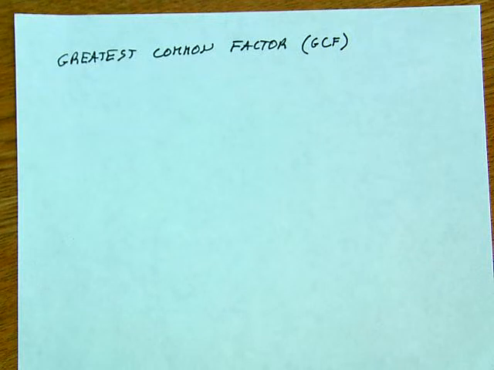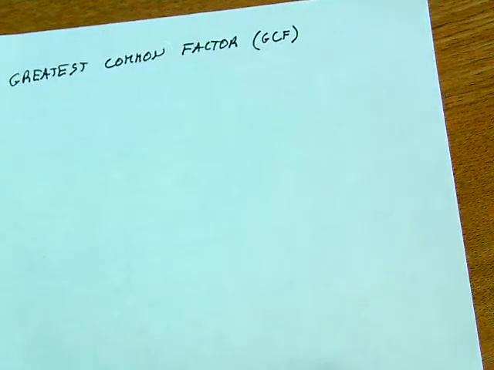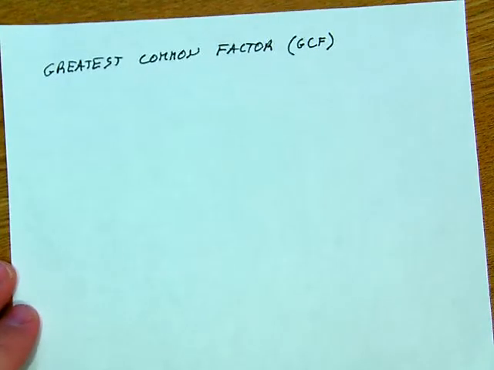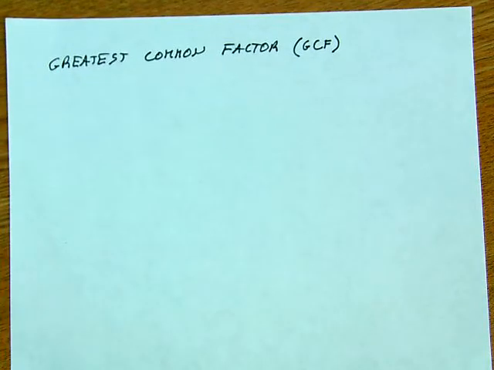Okay, let's continue on with the lesson with the greatest common factor. What is the greatest common factor? The greatest common factor is when you have multiple numbers and you want to find the biggest number that divides evenly into all three numbers at the same time. Okay?